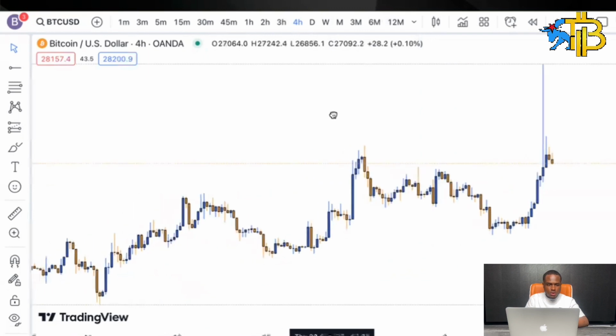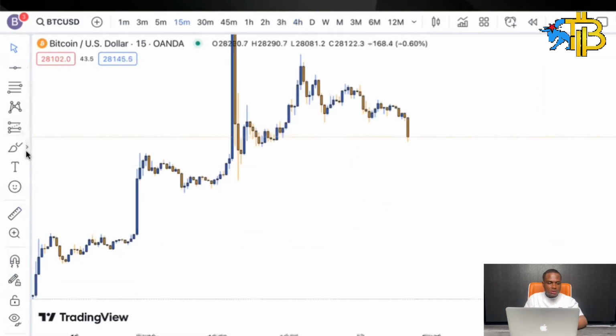So this is Bitcoin USD, and I'm on the 4 hours time frame. But I want to let you know something about psychological levels. Each psychological level plotted on the 4 hours time frame is the same as one plotted on the daily, weekly, monthly, 1 hour, 3 hours, 2 hours, 45 minutes, 30 minutes, 15 minutes, 5 minutes, 3 minutes, and 1 minute. So it's very important for you to note that.